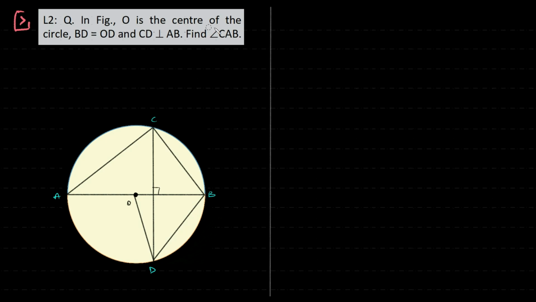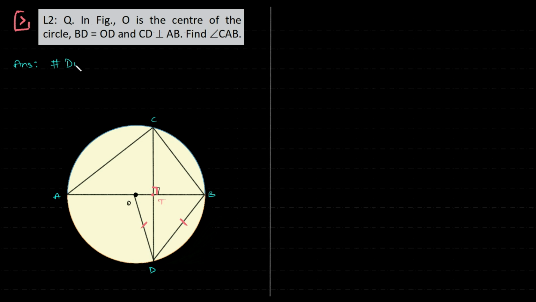In the figure, O is the center of the circle, BD and OD are equal, and we have CD perpendicular to AB. So that's already marked. We'll mark this point of intersection as T. So we need to mention that.